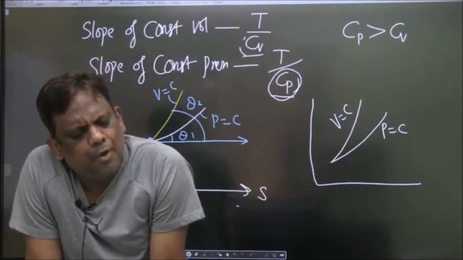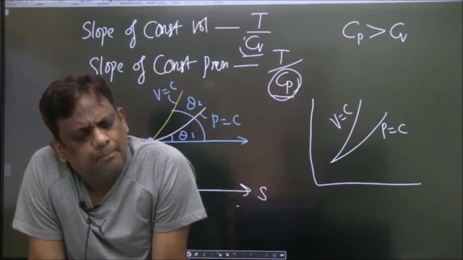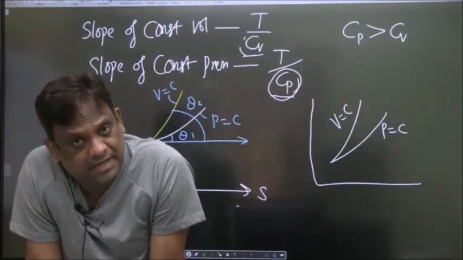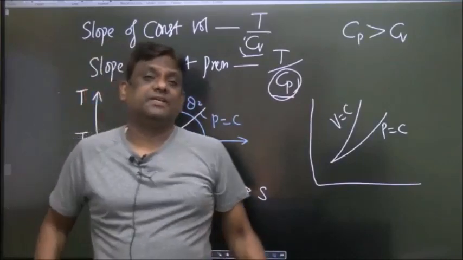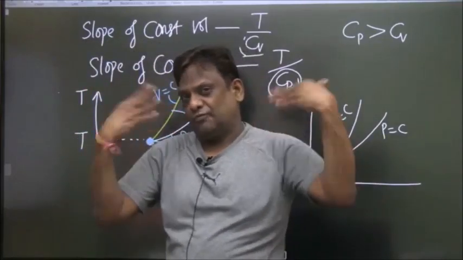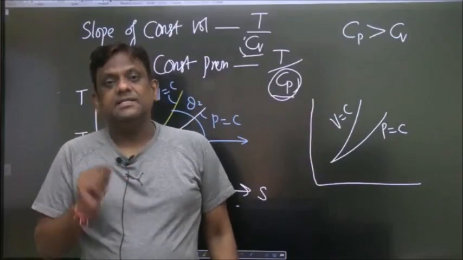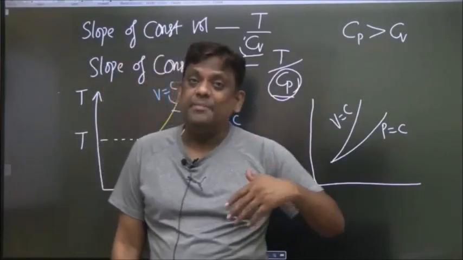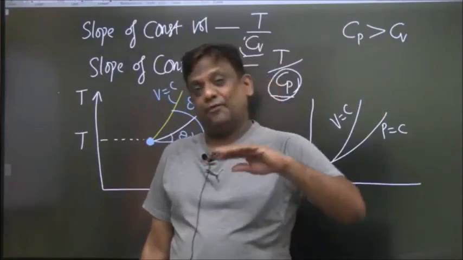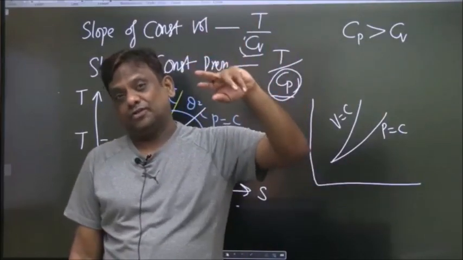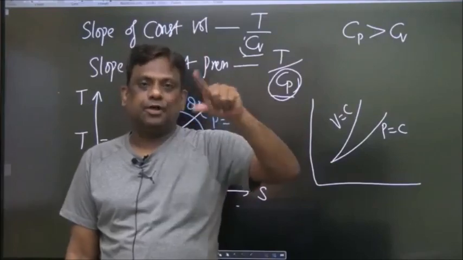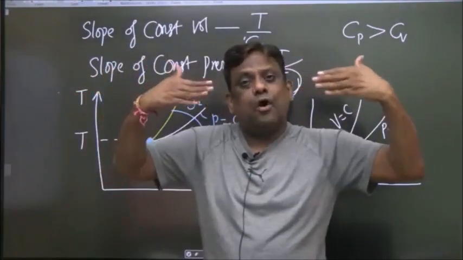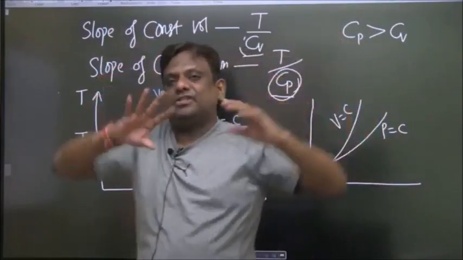Assertion: the slope of constant pressure lines is greater than the slope of constant volume lines. देखो कैसा confuse करेगा. Reason: Cp is greater than Cv. Oh my God. You may be tempted to answer Cp is greater than Cv, therefore slope of constant pressure is greater than slope of constant volume. Hence both are correct, and supporting answer A, galat. It is wrong. The slope of constant volume is greater than the slope of constant pressure.